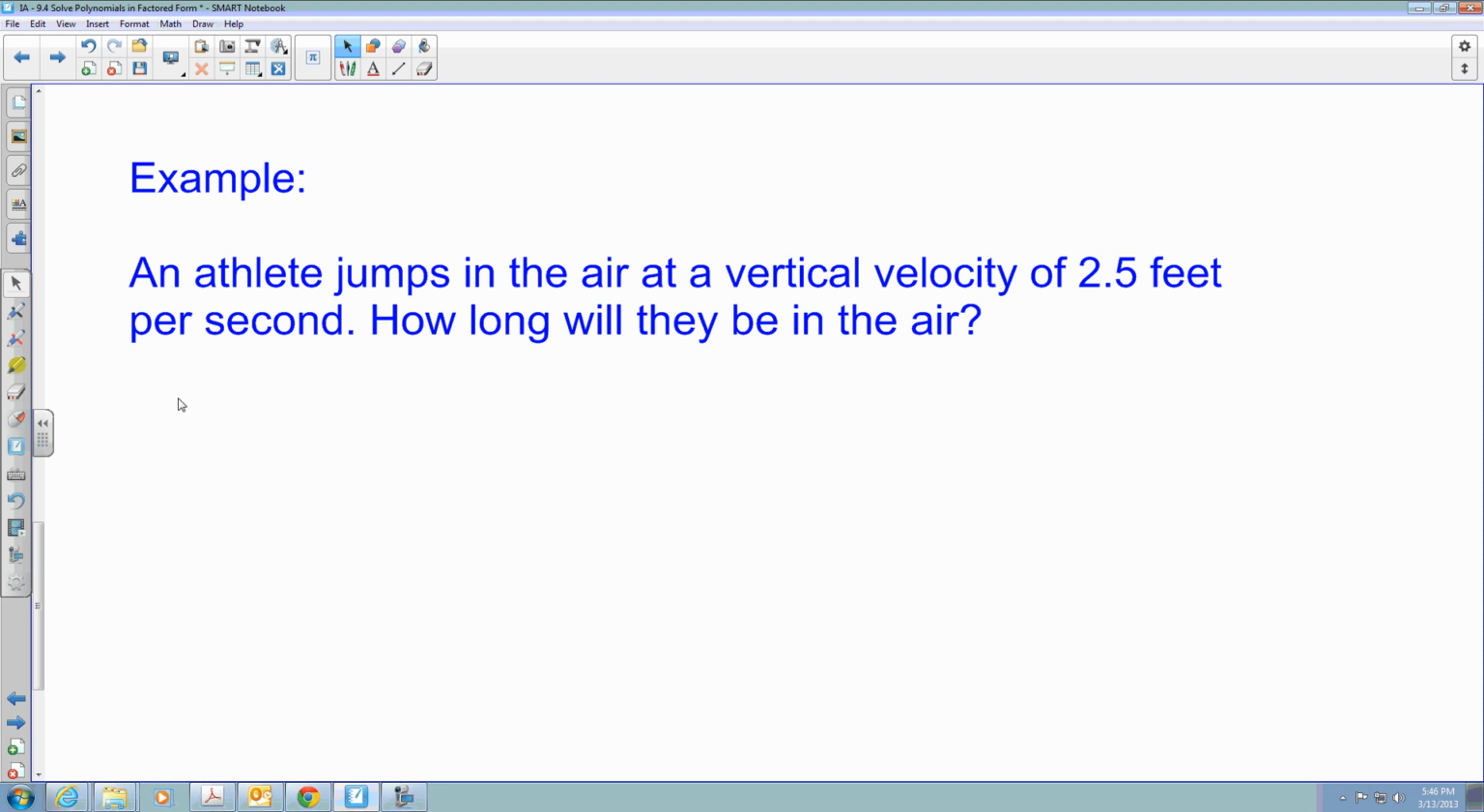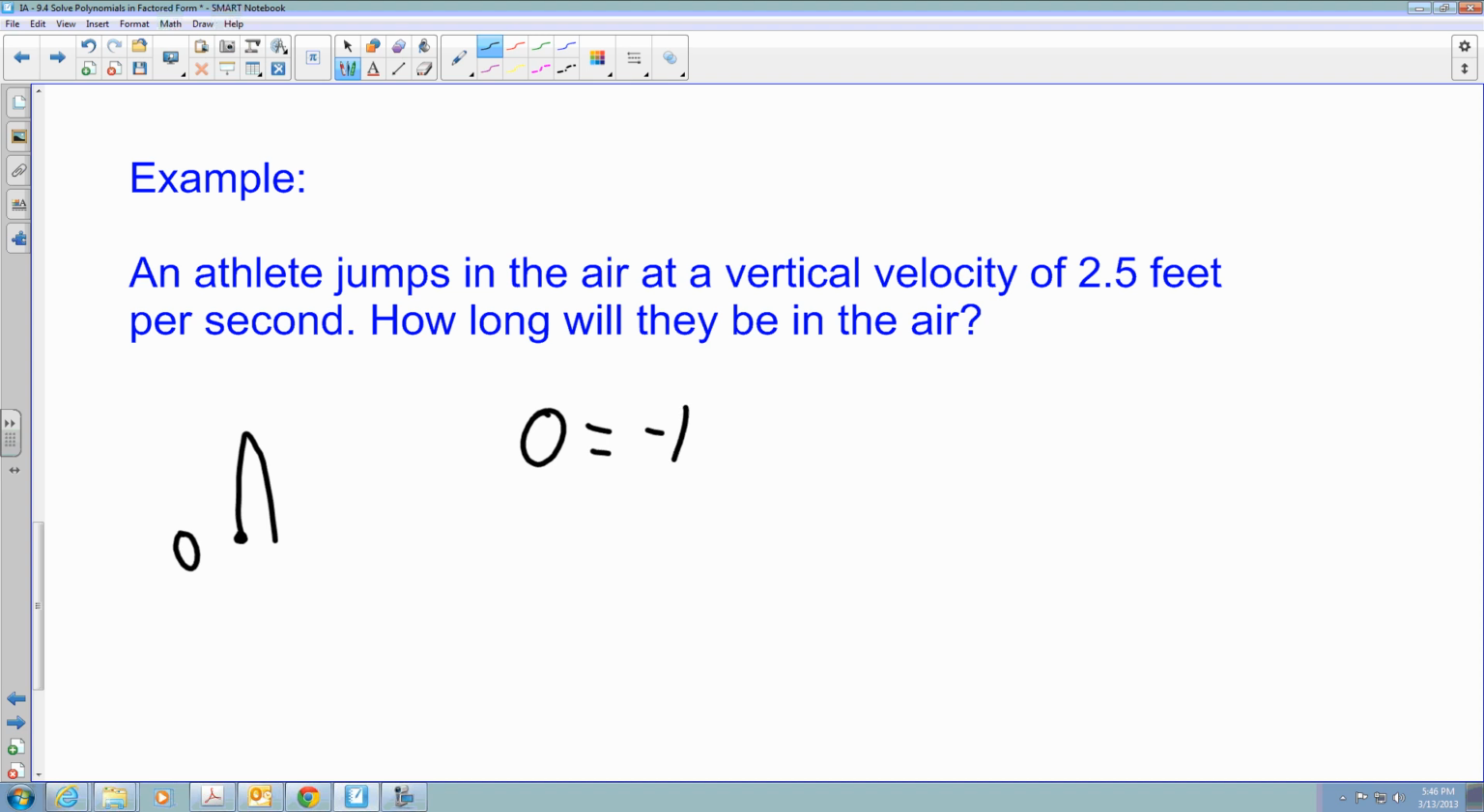an athlete in the air at a vertical velocity of 2.5 feet per second. How long will they be in the air? So they don't give you any other parameters, so he must have started from the ground. So he starts out at 0. And then he wants to know how long he's been in the air. So he's going to start off at 0, jump up, and come back down to 0. So I can say that h in this case will equal 0.